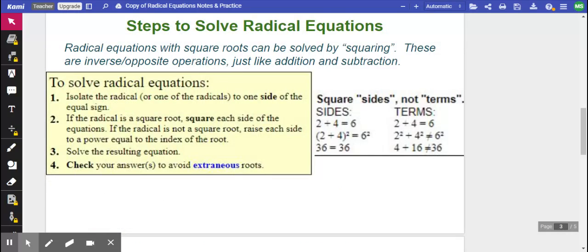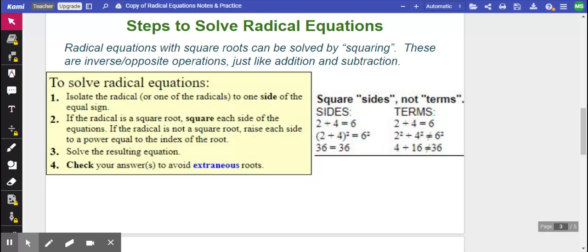The general steps of solving a radical equation is by undoing our square roots by squaring them. This is because square roots and squares are inverse or opposite operations. The most common example of this people know is addition and subtraction are opposites, and multiplication and division are opposites, and there are more opposites further on in math, and it is a very important idea of opposites in general.